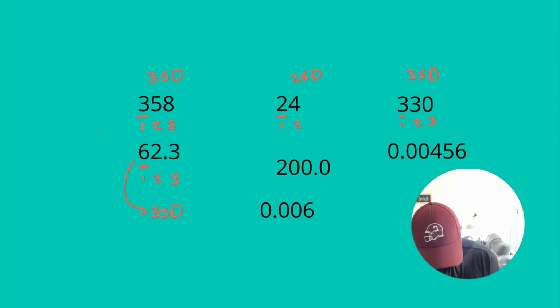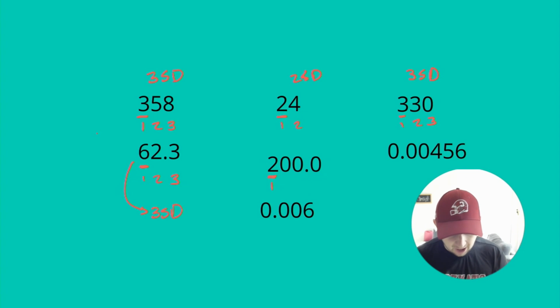What about this guy here? We start with our first non-zero. Here we go. We count 1, and we count all the zeros after it. 1, 2, 3.